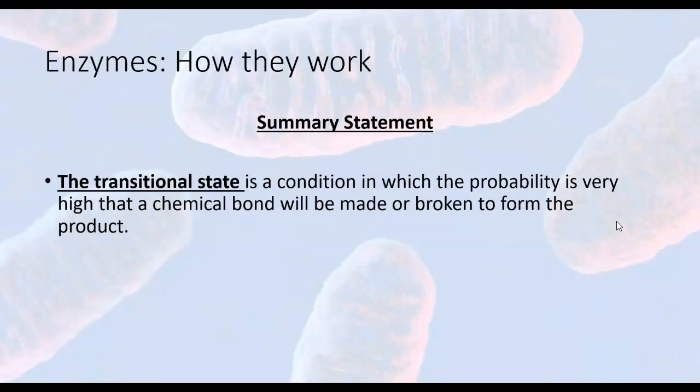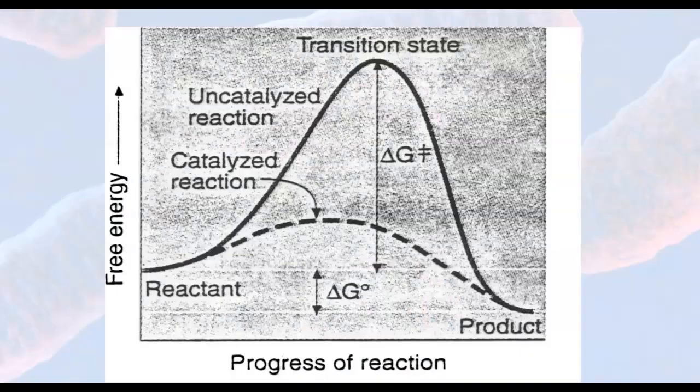Okay, so let's make a summary statement really quick. The transitional state is a condition in which the probability is very high that a chemical bond will be made or broken to form the product. So things are pretty much stable in one condition, then you'll bring them to a point where they're in some sort of a comfort zone. At that point, a reaction can take place between different molecules or atoms.